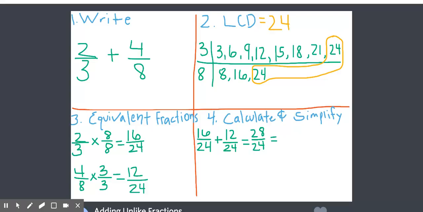So in step 4, I take 16/24 plus 12/24. 16 plus 12 equals 28. I keep the denominator the same when adding, but I can see that 28/24 needs to be simplified. So the first thing I'm going to do is put it into a mixed number. I can tell that I have at least 24 pieces, so I have a whole 1. And then 28 minus the 24 gives me 4 over 24.